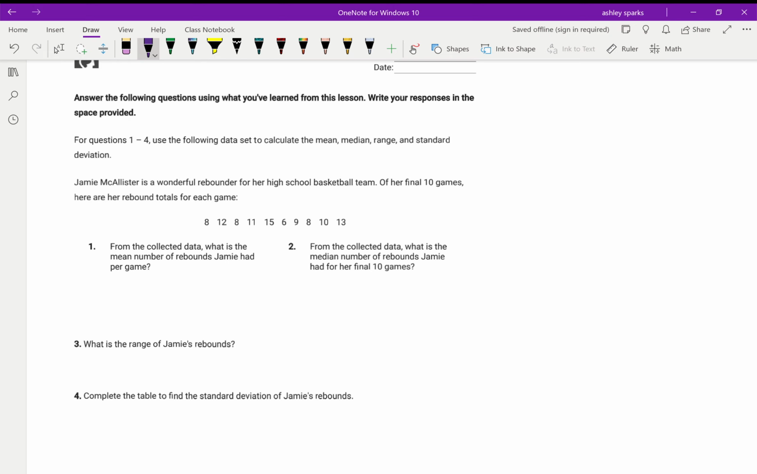So what we'd want to do for mean is the average. I want to take every number here and add them together. So you would do 8 plus 12 plus 8 plus 11 plus 15 plus 6 plus 9 plus 8 plus 10 plus 13. If you weren't told, you'd have to go through and count how many you had, but we do have 10 games here, so that simplifies things a little bit for us.